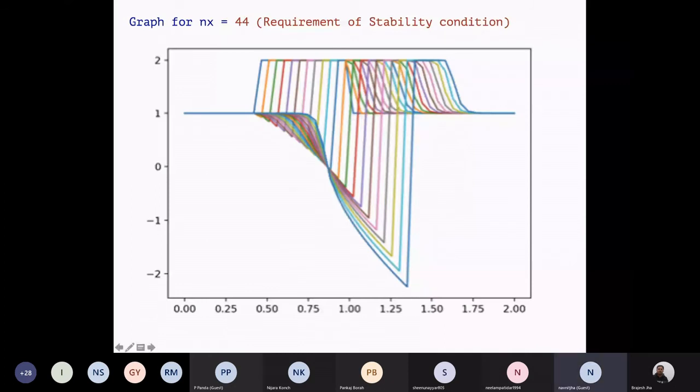The change is abrupt. So here the stability requirement is not enforced. That is why we have this kind of graph. So a stability condition must be enforced in solving this type of equation. Next.